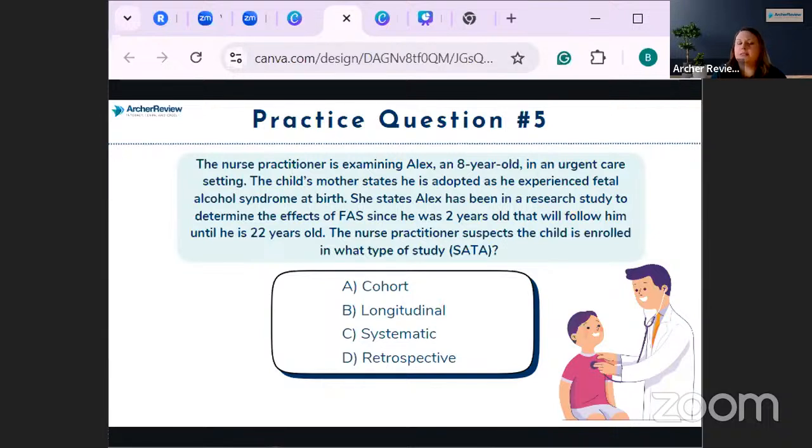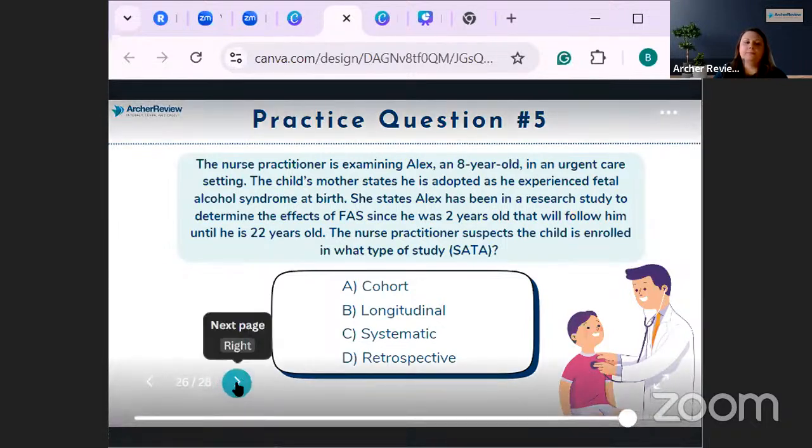If you don't know 100%, rely on some of those test-taking tips and strategies as you're going through here to take your best guess. We don't want to throw any questions away, right? So if you're not sure, think about taking your best guess here. So what do you all think that it might be?